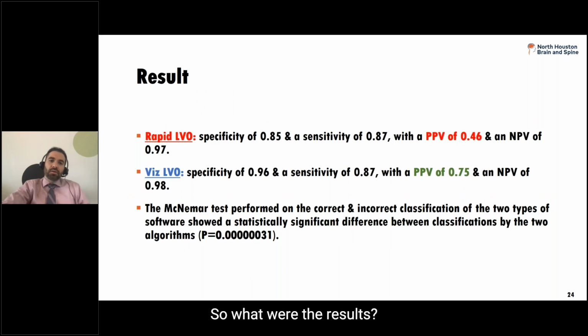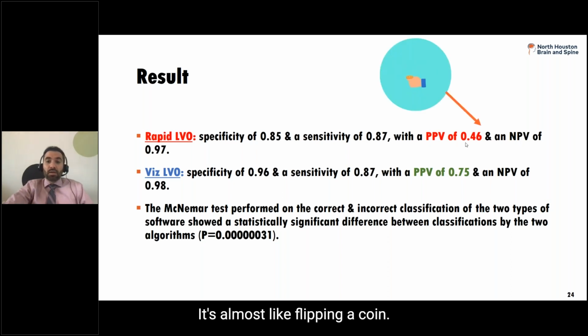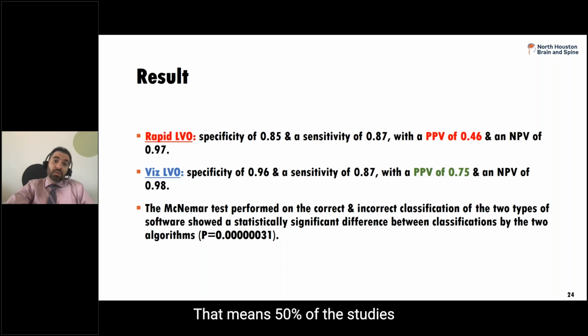So what were the results? Our results matched what was in the previous studies regarding the specificity, sensitivity, and negative predictive value. Both Rapid and Viz had very high specificity, sensitivity, and negative predictive value. The main difference was in the positive predictive value. Rapid's positive predictive value was 0.46 compared to 0.75 for Viz, and this was strongly statistically significant. What does a positive predictive value of 0.46 mean? It's almost like flipping a coin. That means only about 50% of the studies that are alarmed as positive might be true positive.